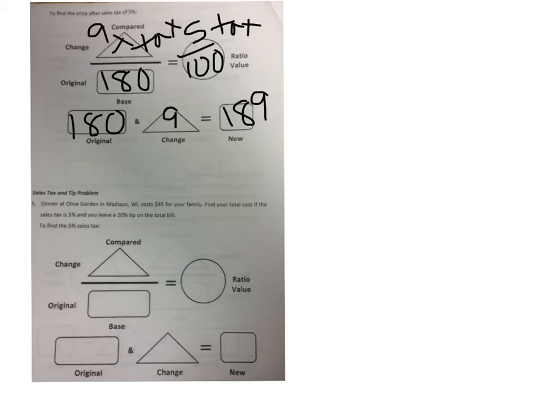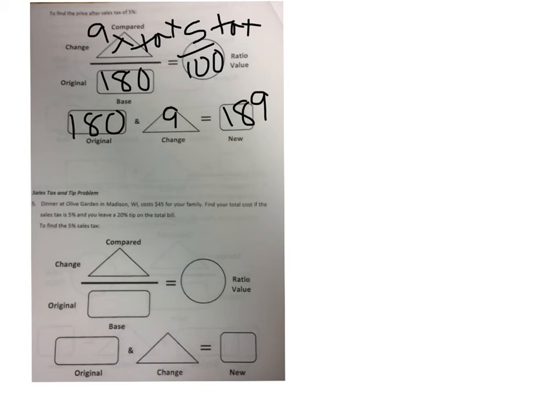Okay, it says dinner at Olive Garden in Madison, Wisconsin costs $45 for your family. Find your total cost if the sales tax is 5% and you leave a 20% tip on the total bill. So first they want you to figure out your tax.